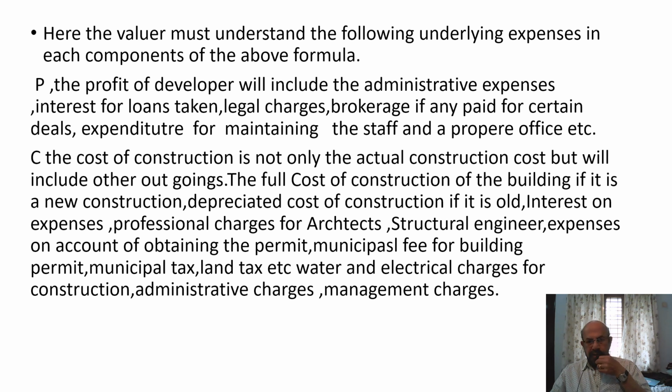C, the cost of construction, is not only the actual construction cost but will include other outgoings. The full cost of construction of the building if it is a new construction, depreciated cost of construction if it's an old building, interest on expenses, professional charges for architects, structural engineers, expenses on account of obtaining the permit, municipal fee for building permit, municipal tax, land tax, etc. Water and electrical charges for construction, administrative charges, and the management expenses.